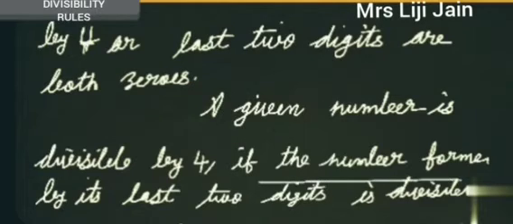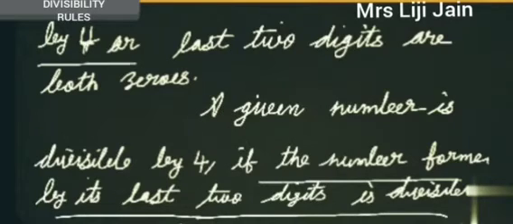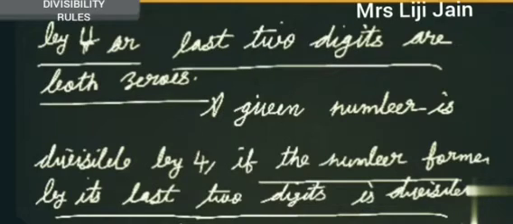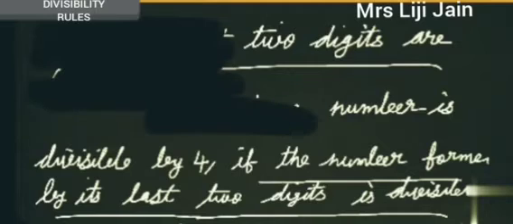Underline: if the number formed by its last two digits is divisible by 4, or last two digits are both zeros. Okay. What is the rule of divisibility by 4? Yes. A given number is divisible by 4 if the number formed by its last two digits is divisible by 4, or last two digits are both zeros. Is it clear? Now let's discuss some examples. Example A.